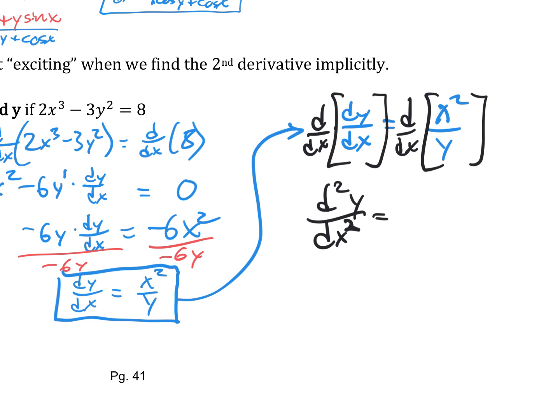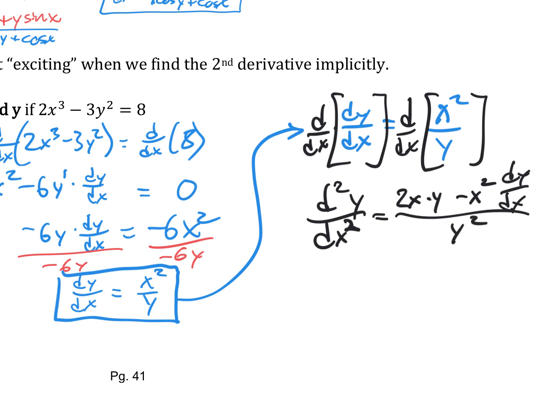We have a quotient on the right, so we're going to need to do the derivative of the top times the bottom minus the top times the derivative of the bottom, all over the bottom squared. So the derivative of the top is 2x times the bottom minus the top times the derivative of the bottom. What's the derivative of the bottom? It is dy/dx. All over the bottom squared.